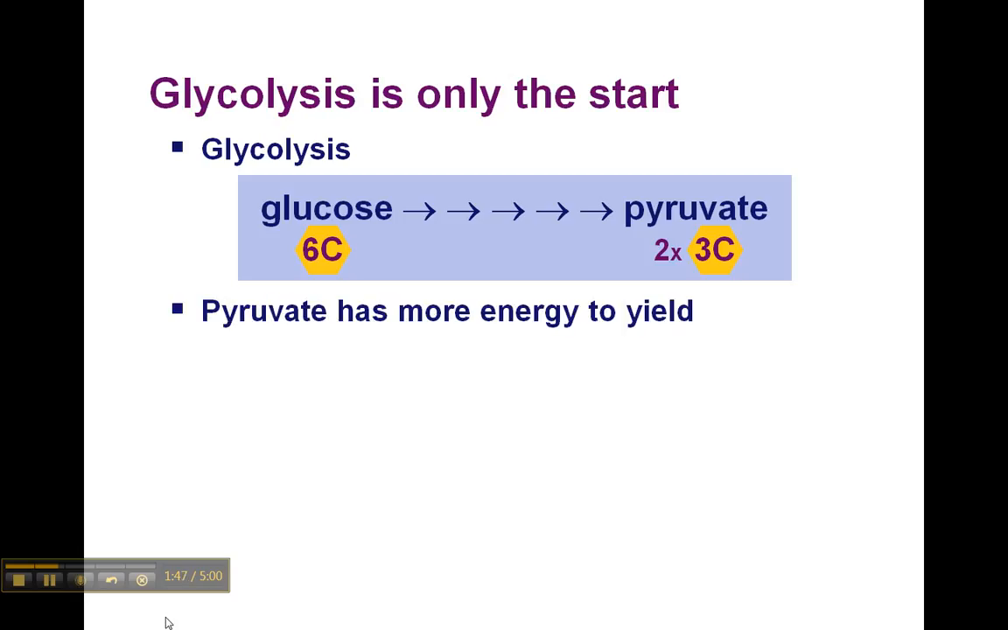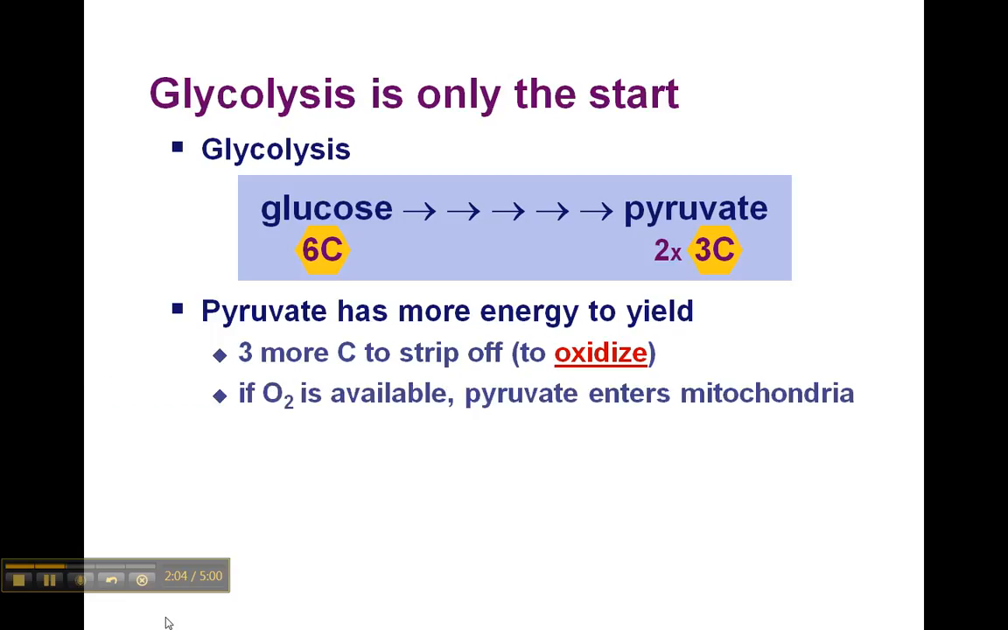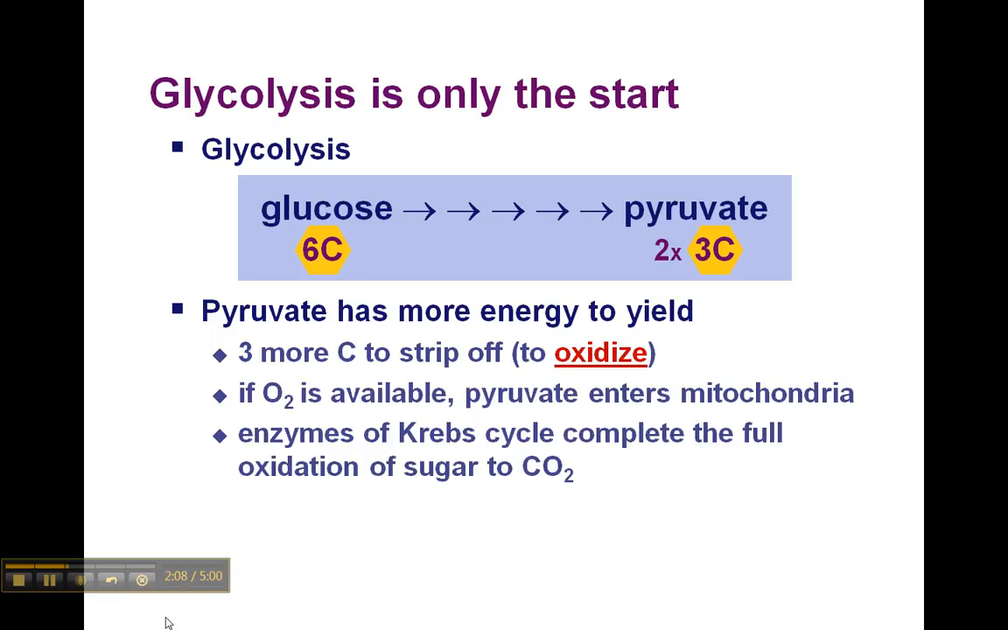But since there are still carbon to carbon bonds in pyruvate, there's still more energy that can be released. So there are 3 more carbons that have to be stripped off of pyruvate, in other words, to oxidize. If oxygen is available, pyruvate will enter the mitochondria, and in there, the enzymes of the Krebs cycle complete the full oxidation of sugar to CO2.